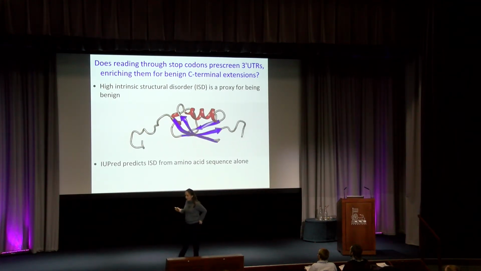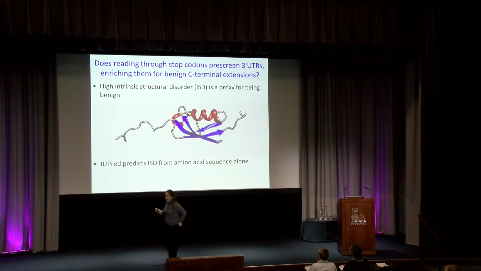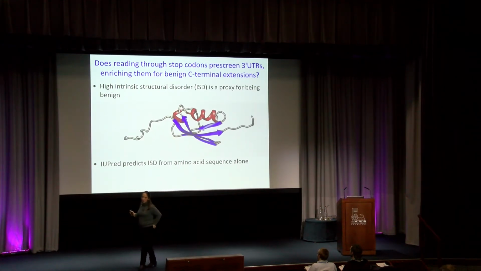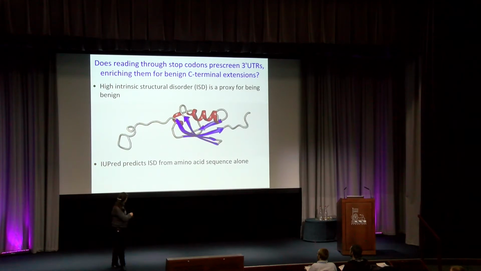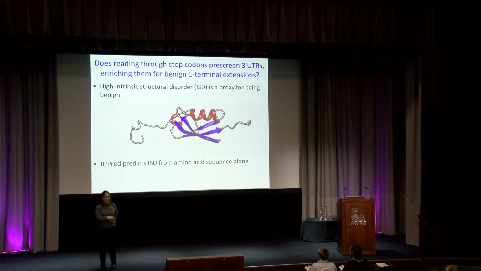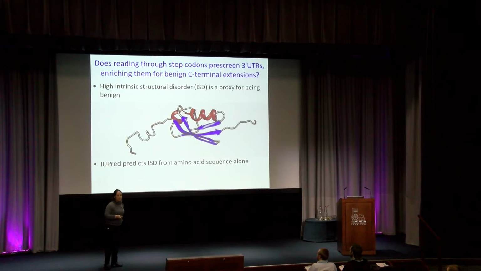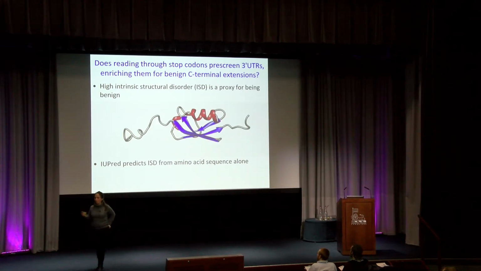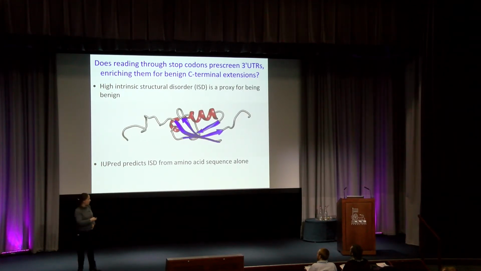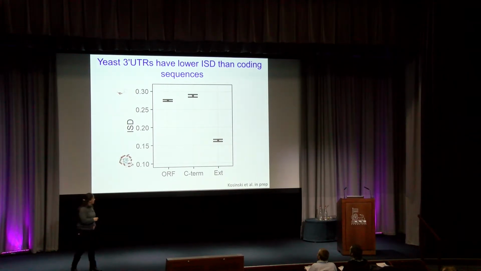And the nice thing about this is there's a bunch of evidence and theory that suggests it will be benign, and very conveniently we are able to predict intrinsic structural disorder just from reading the amino acid sequence, which makes it suitable for high throughput comparative work. And you can see that it's benign by the fact that genes have high rates of intrinsic structural disorder.